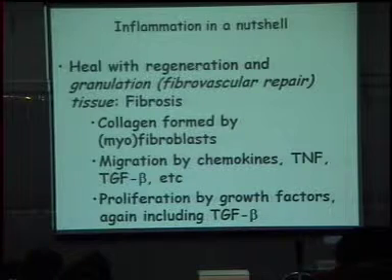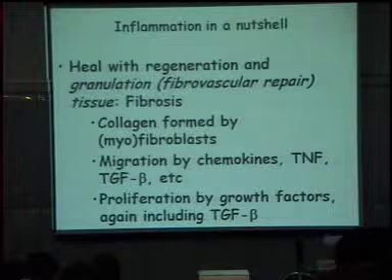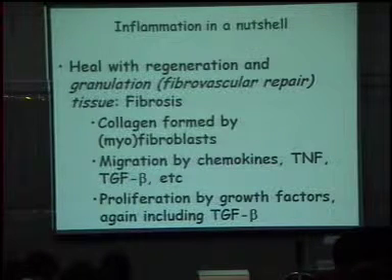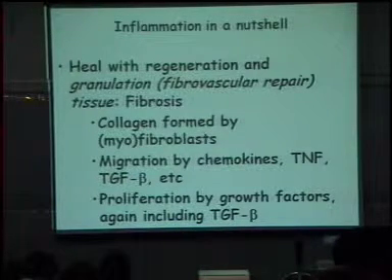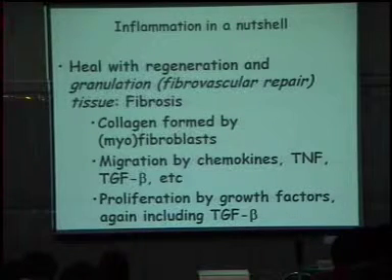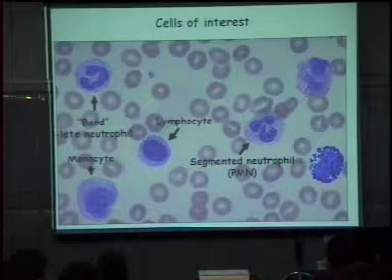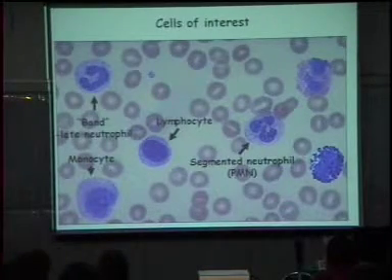How much do you make that scar? Well, you make lots of collagen with myofibroblasts. And again, cytokines, tumor necrosis factor, TGF, growth factors, are very important. TGF-beta is a biggie here, all right? And again, proliferation is controlled by growth factors, and sometimes they go out of control.